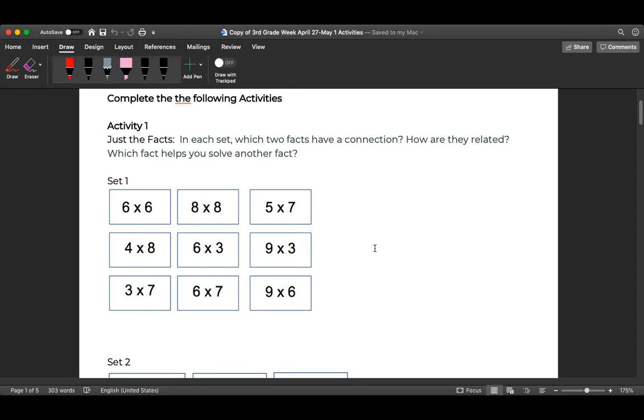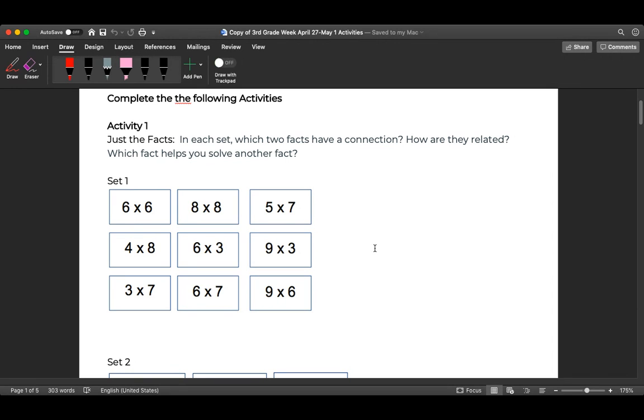Okay, so with set one, you have 9 multiplication facts here. And the questions at the top say, in each set, which 2 facts have a connection? How are they related? Which fact helps you solve another fact? So that's several questions, but basically what you're doing here is what we used to do in class. We would put the facts up on the screen, and then I would ask you to pick 2 facts and tell me how they're related. It's not that there's only 2 facts that you could pick. There's several facts that you could choose from.